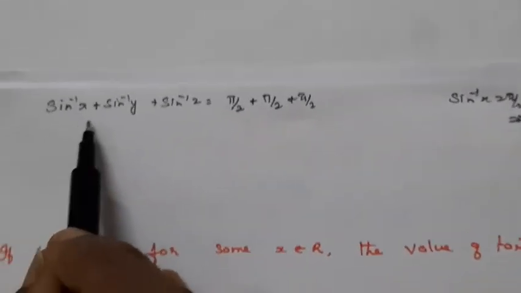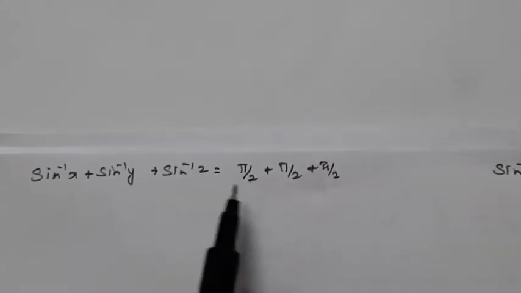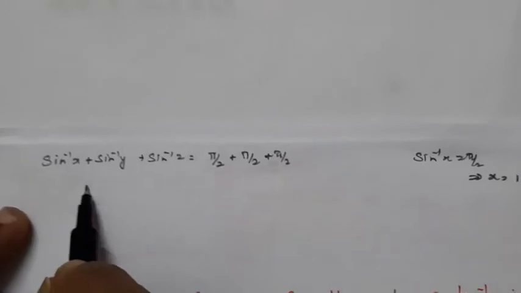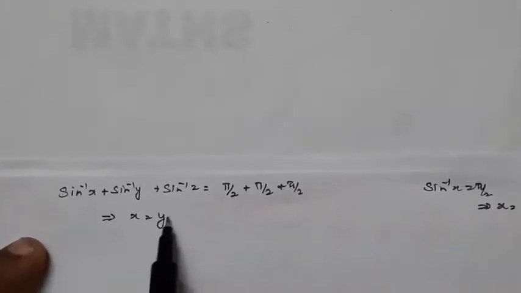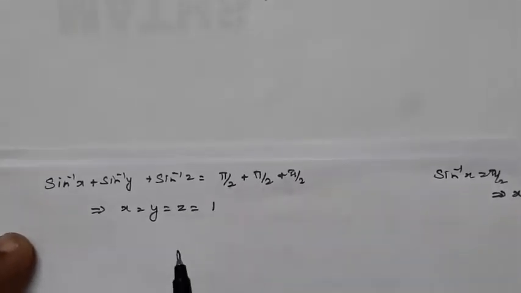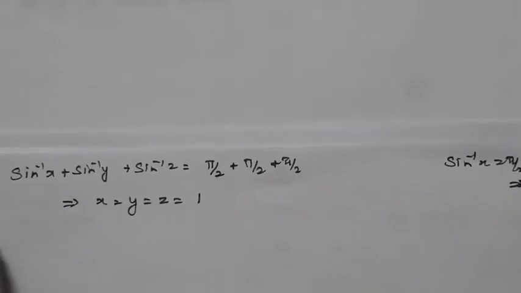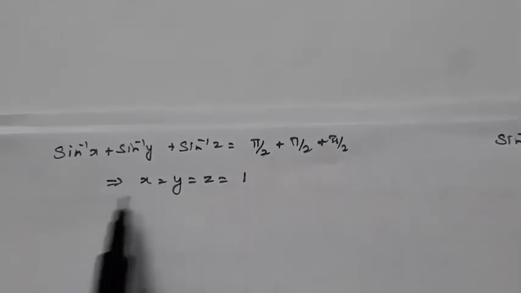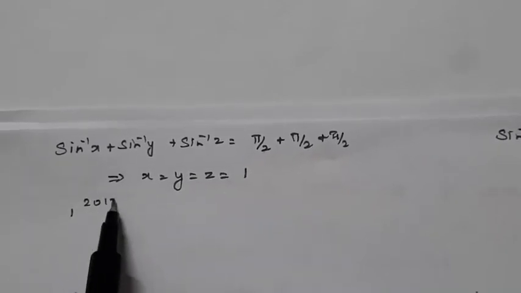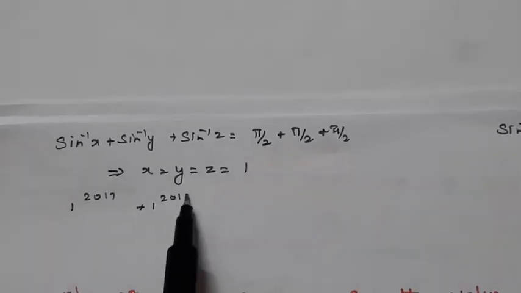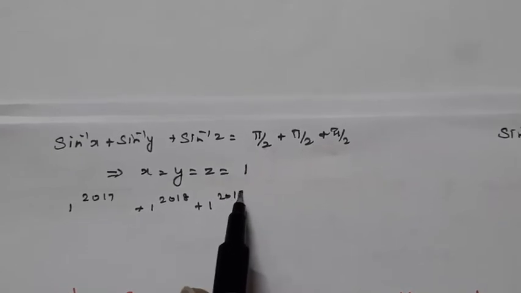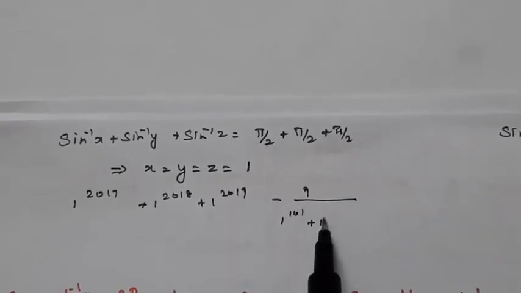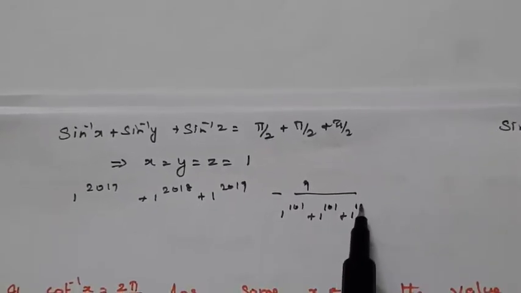So we can take this as: when each one is equal to pi by 2, the values of x, y, z will be equal to 1 in all. Therefore, x, y and z are all equal to 1, and hence the given expression becomes 1 power 2017 plus 1 power 2018 plus 1 power 2019 minus 9 divided by 1 power 101 plus 1 power 101 plus 1 power 101.